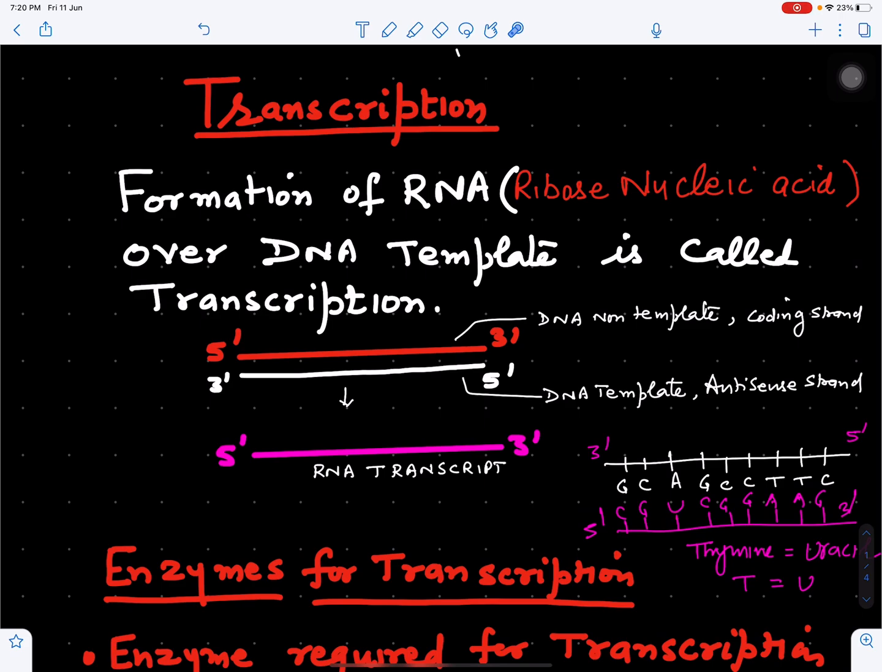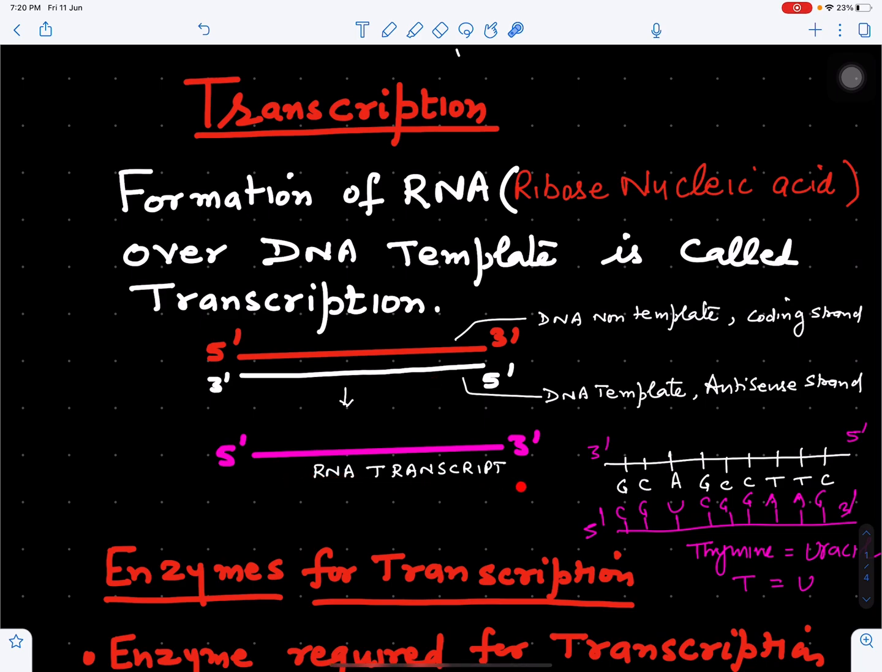Now in case of RNA, thymine is not there. Thymine is replaced by uracil, which is represented by U. So opposite to A, U will be produced. Similarly, opposite to G, C; opposite to C, G; opposite to T, A. In this way, bases will be produced. This is the single-stranded RNA being produced from this strand of DNA, and it is called the RNA transcript sequence. Whatever sequence is present in the 3' to 5' direction, the complementary sequence will be produced in the RNA transcript.